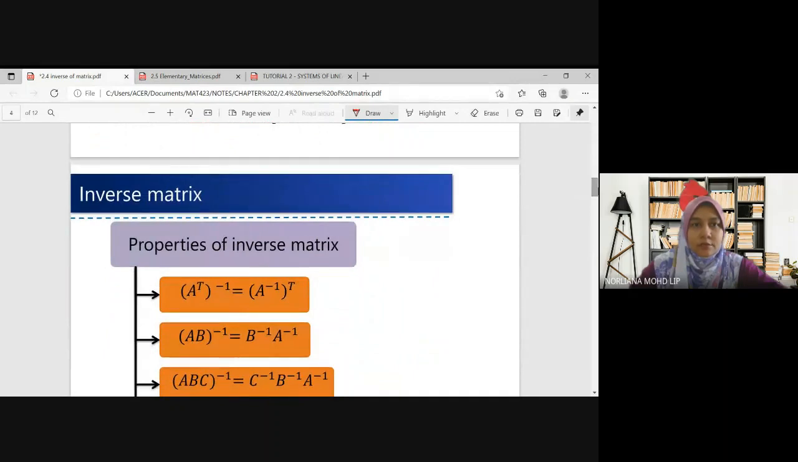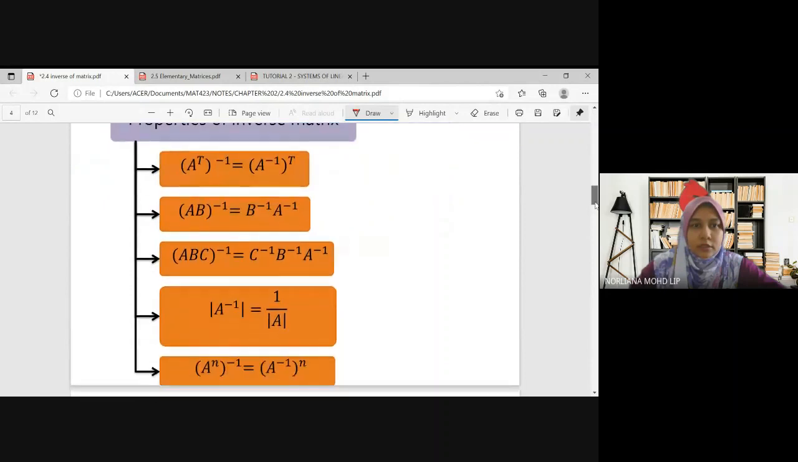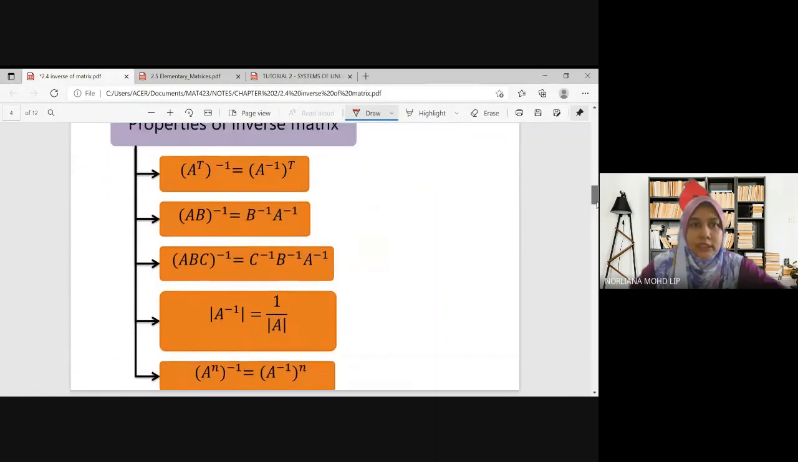Okay, the inverse of matrix. There are 5 properties for the inverse of matrix. You have to remember lah this property. Okay, property number 1. A transpose inverse is equal to A inverse transpose.